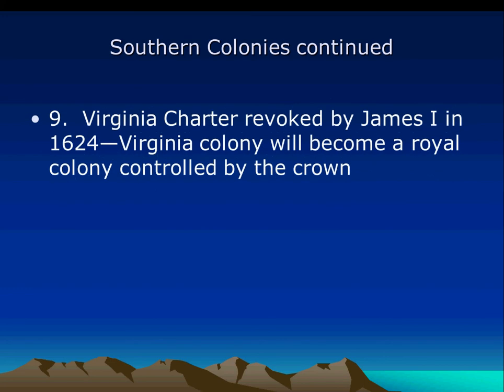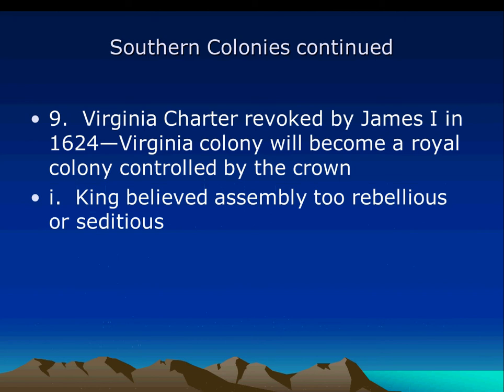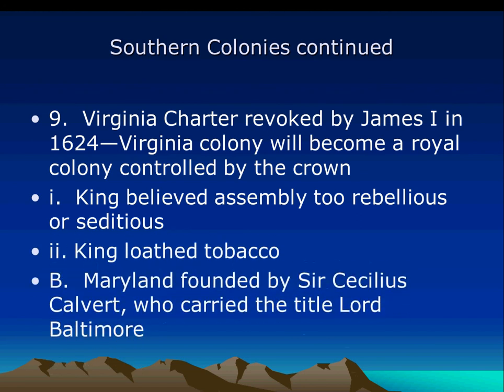Eventually, the Virginia Charter will be revoked by King James I, and it will revert to a royal colony controlled by the crown. But it initially started out as a charter colony. The King believed that the Assembly was too rebellious, seditious. He wanted more control. The King wasn't too crazy about tobacco, but it was certainly a very lucrative crop, and once people are buying it, the floodgates are open, and it's going to be raised all over the colony.